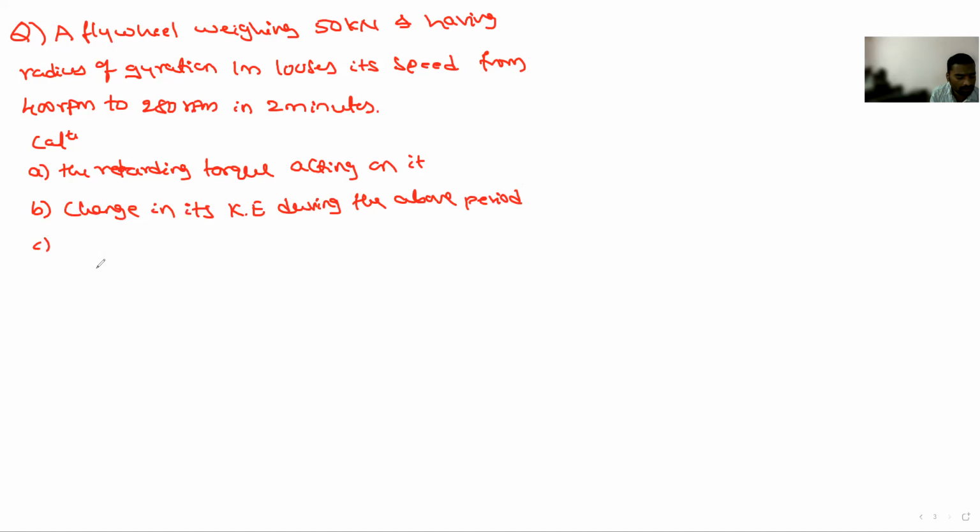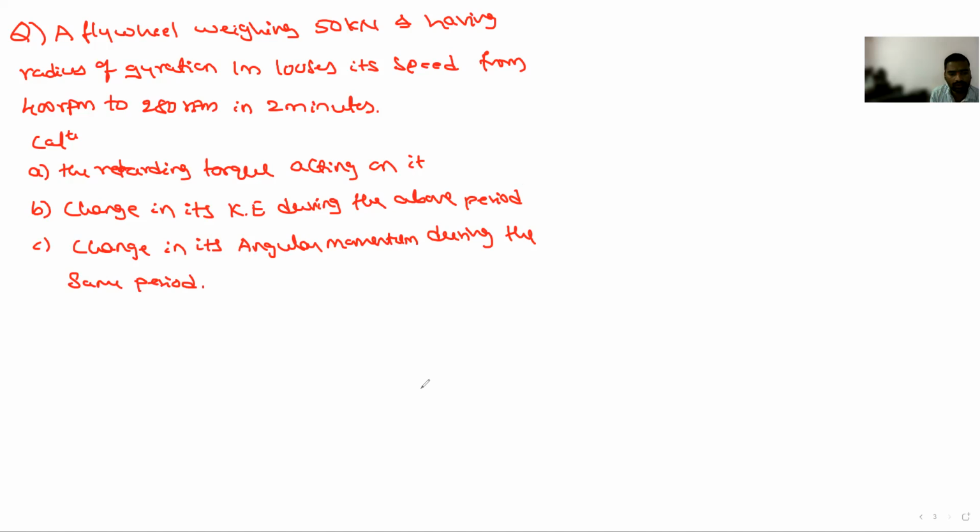Then change in its angular momentum during the same period. Okay.